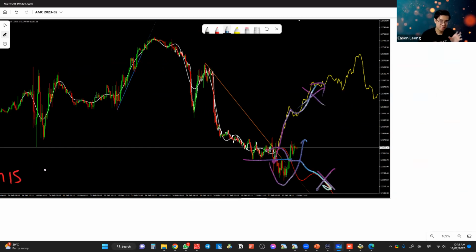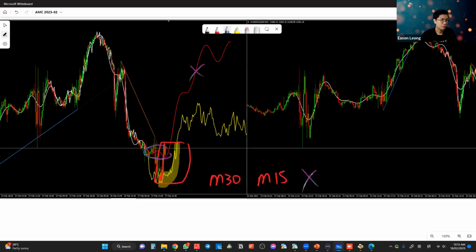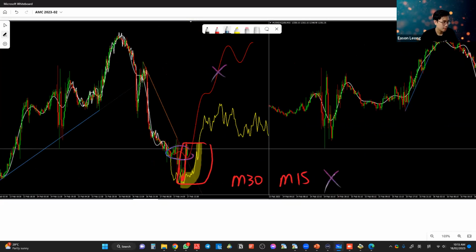In M15, at this chart, it is not accurate at all. Then only got an answer at M30. So that's why we follow M30.